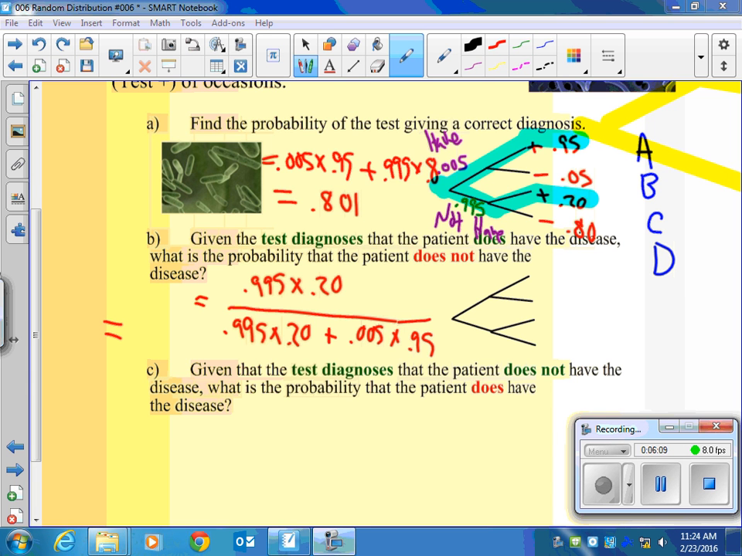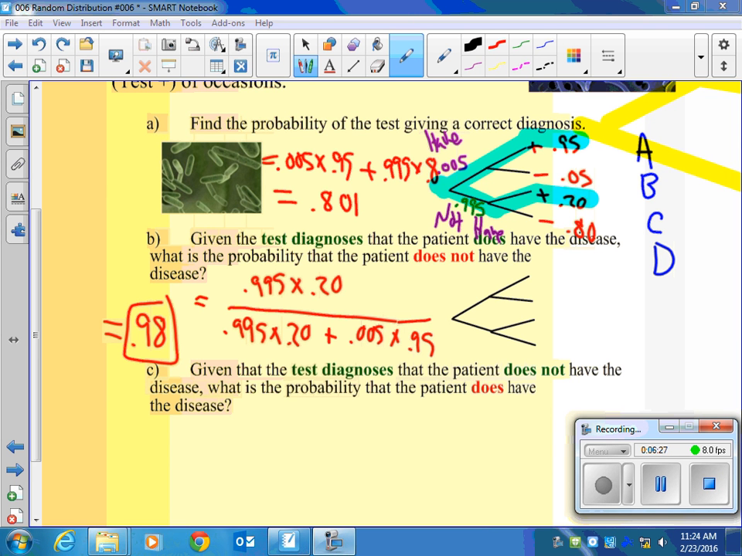To call that 0.98, 98% chance that you don't have the disease. So here's what's going on. There's this rare disease that has a 5 out of 1,000 chance of having it.